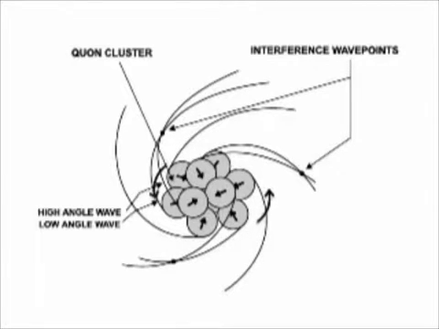The steeper angle displacement waves cross the lower angle displacement waves somewhere out in the VS1s away from the QUON cluster and generate an interference wavepoint that continuously regenerates around each QUON. This is the quark cloud.